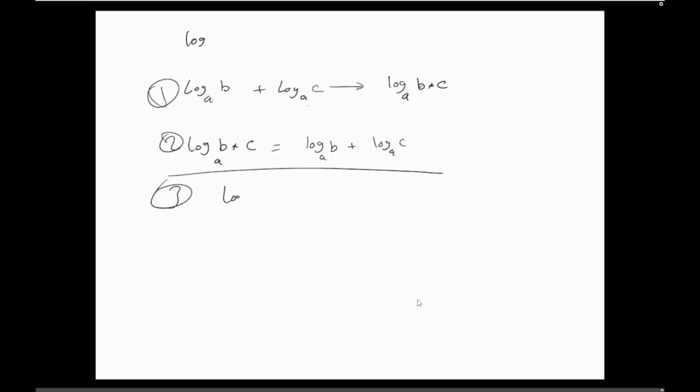If we have log a b minus log a c, then what we're going to get is division, in which log a of b divided by c. And also the same, if we had something like c divided by b, then we will get log c minus log b. This is the fourth.